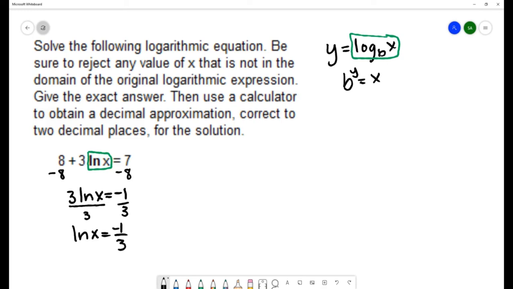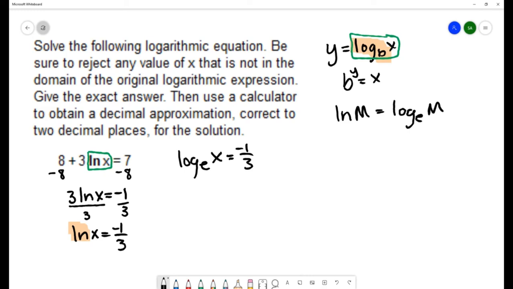So now I've got the log isolated, so I can convert this. But I also notice that I'm using special symbols. I usually have log with a base that's specified. Here I have ln. So this is something that I have to have memorized, that the symbols ln of m actually mean log base e of m. So let's rewrite it with that format. This is log base e of x equals negative 1/3.